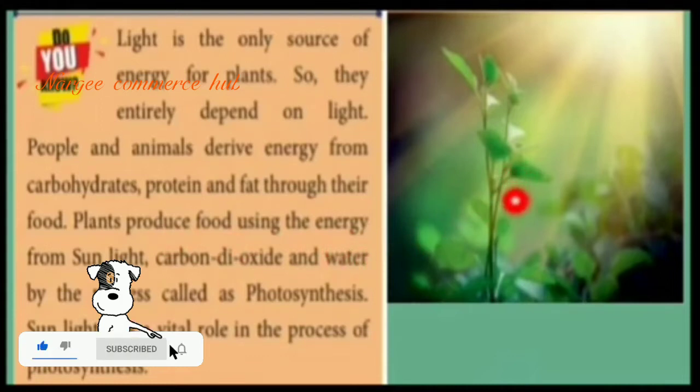Photosynthesis takes place only in the presence of sunlight. With the help of this process, plants produce their own food. So plants entirely depend on sunlight. Sunlight plays an essential role in the process of photosynthesis.